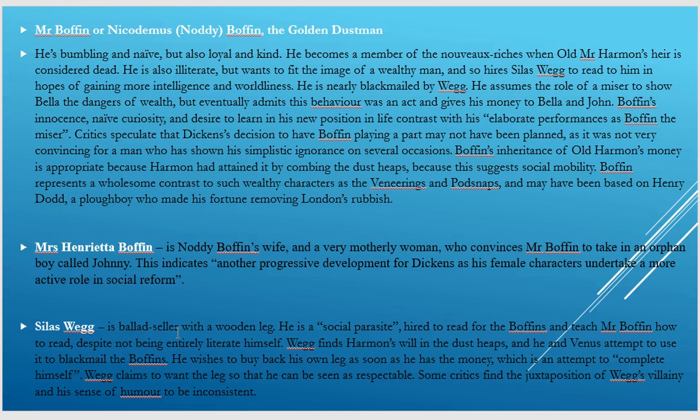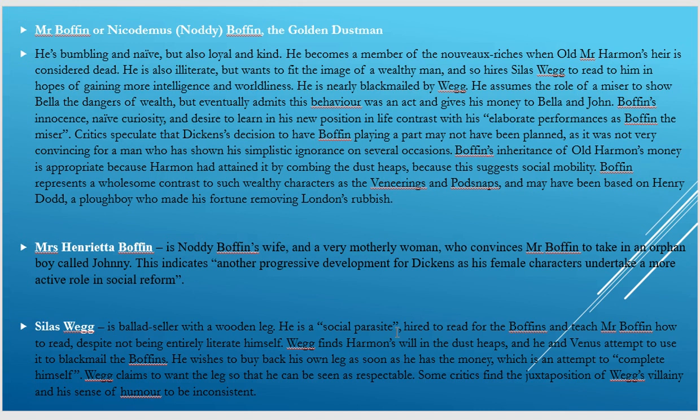Silas Wegg is a ballad seller with a wooden leg, so that's how he looks. He's a seller, he has a wooden leg, he is a social parasite hired to read for Buffin. So Mr. and Mrs. Buffin, especially Mr. Buffin, asked him to learn from him, or to let Mr. Silas teach him.